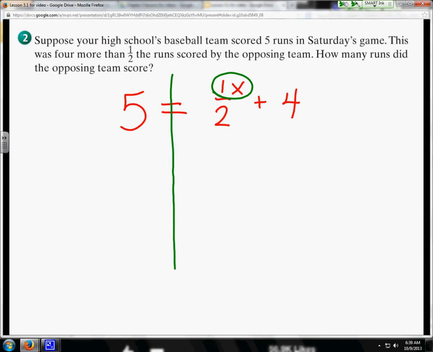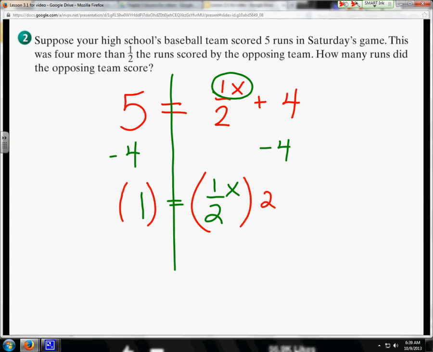So now I'm going to minus 4 from both sides. So 5 minus 4 is 1. And then I have 1/2 x. Now this is division, if you remember. So the opposite of division is to times by 2. So I'm going to times it by 2. So I get 2 as my answer.